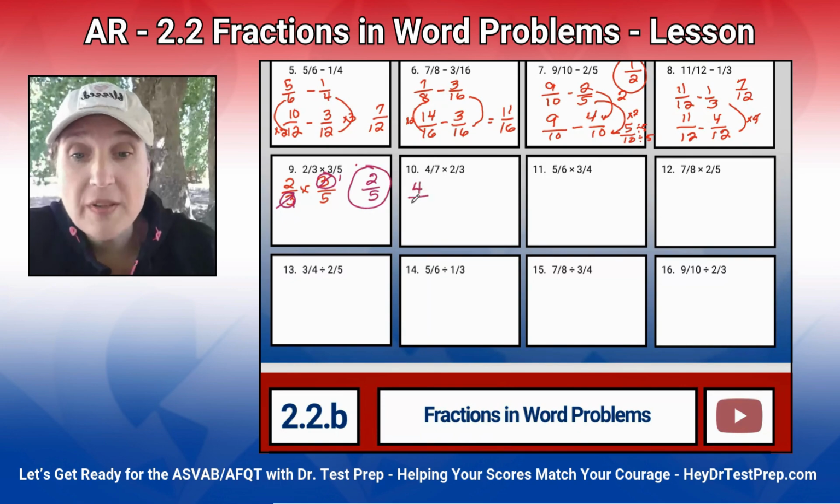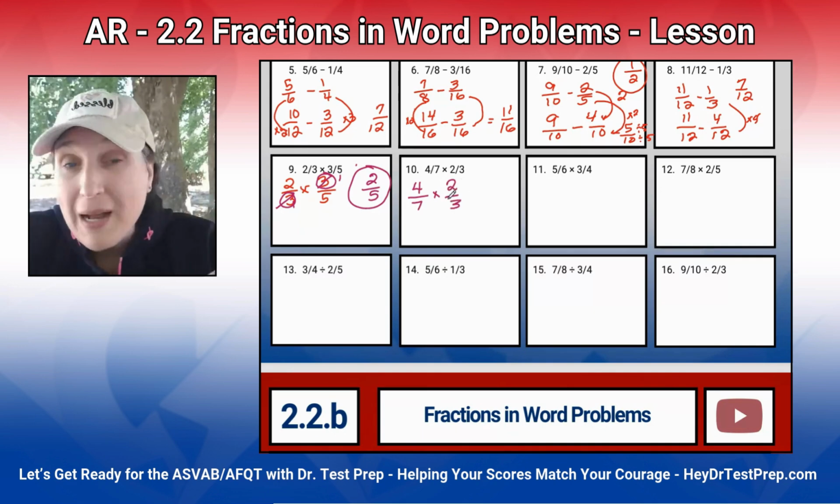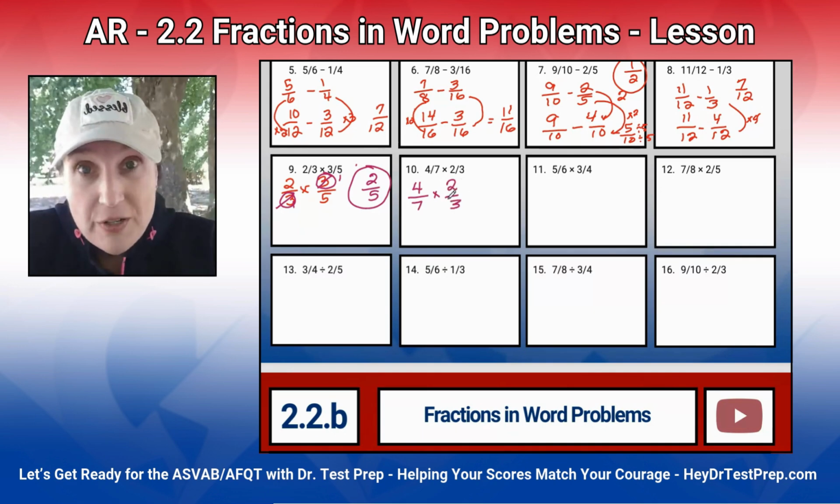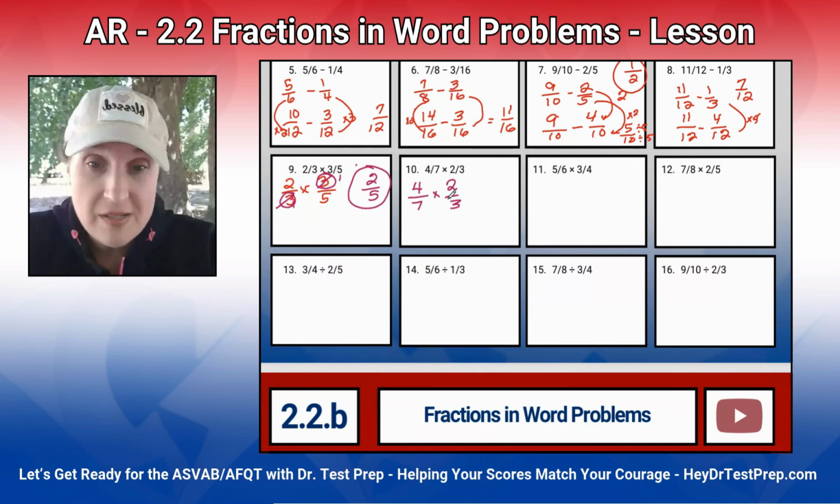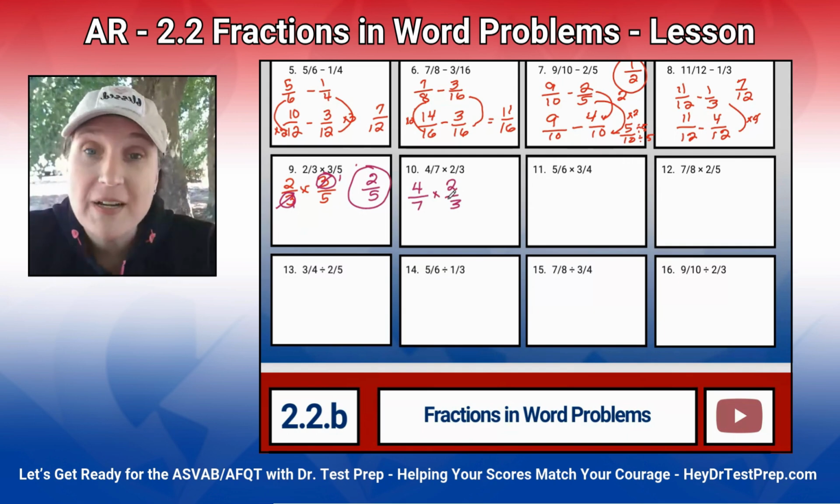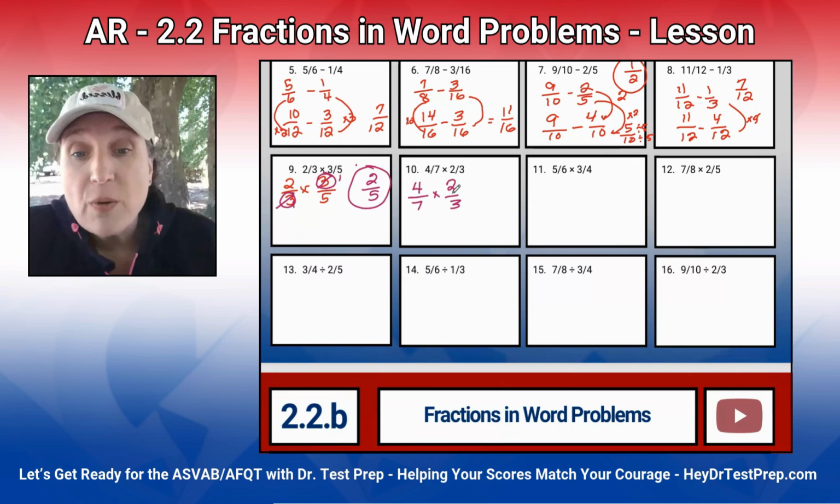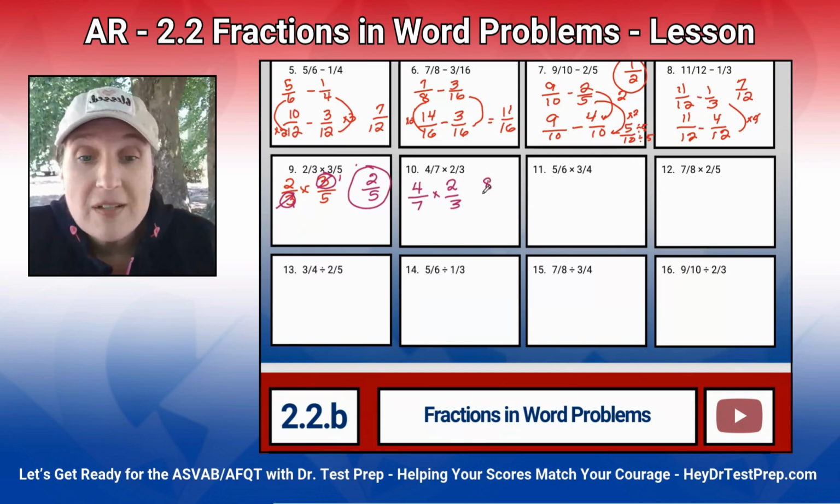Here I've got 4/7 times 2/3. Now I'm trying to trick you. I'm trying for you to think, well, I can reduce the 4 and 2, but you can never go straight across. So this is already as simplified as it's going to get. So 4 times 2 multiplying across is 8.